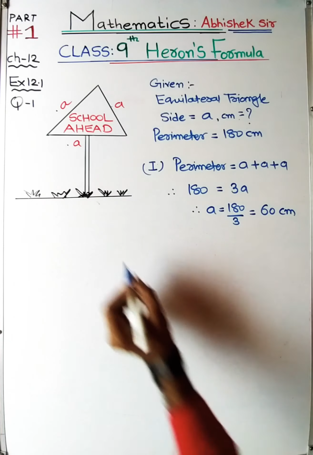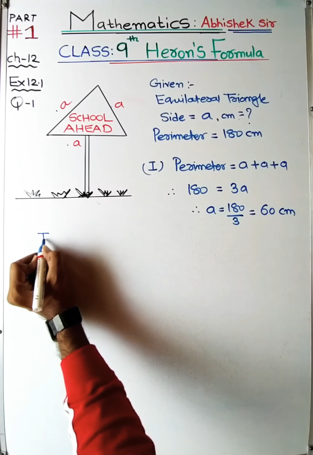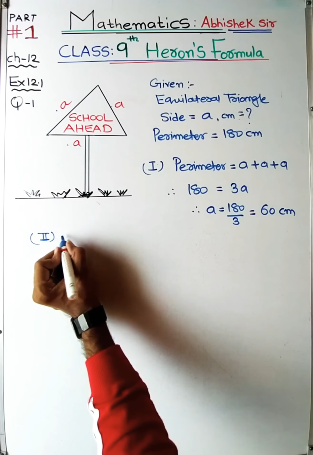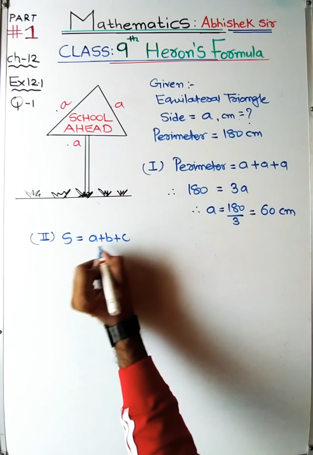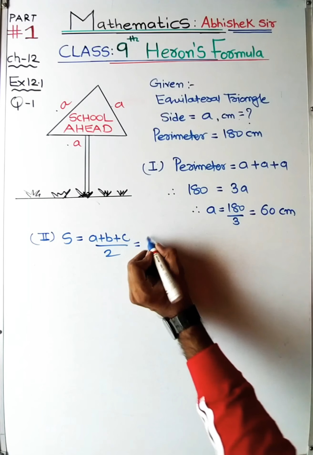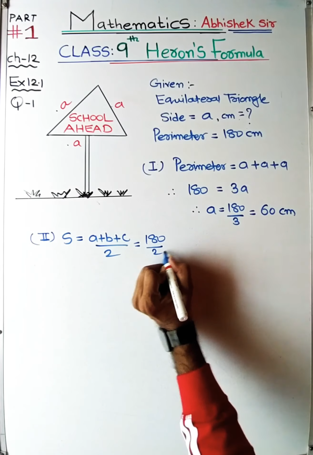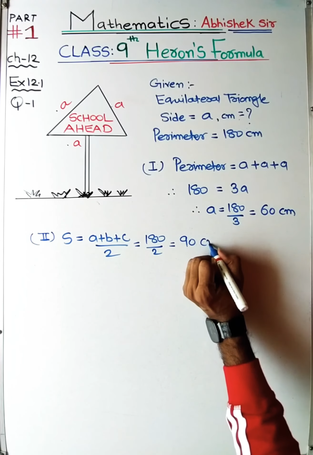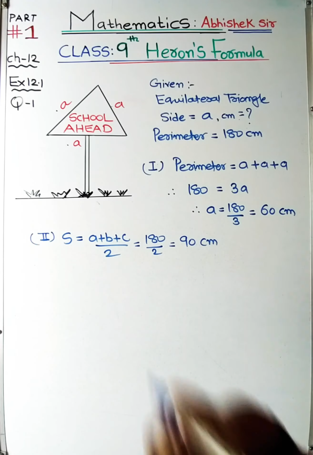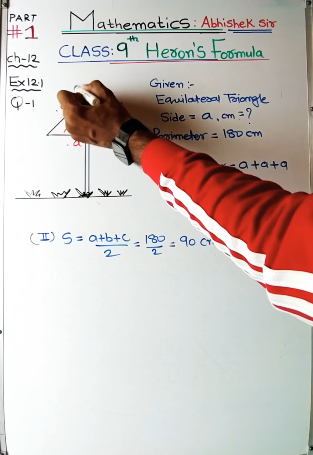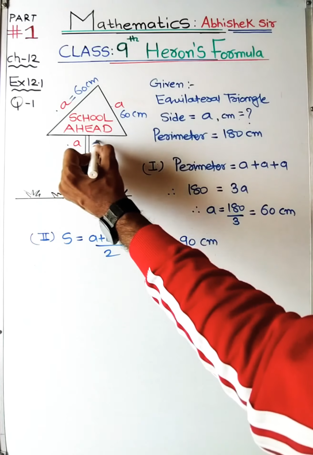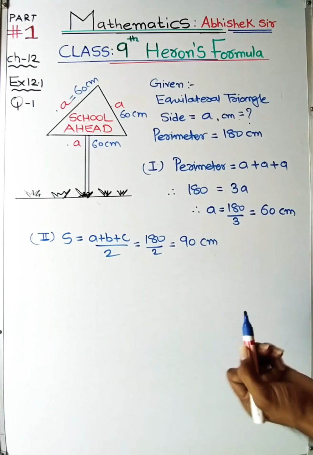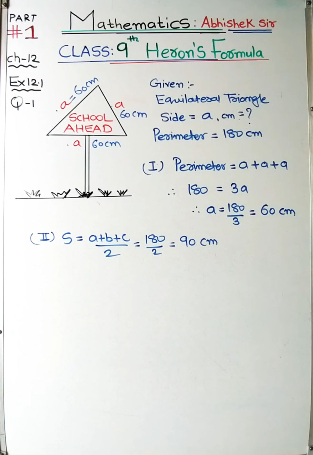Now let us go for the semi perimeter. So that will be our part 2. Semi perimeter S equals A plus B plus C by 2. That is perimeter 180 by 2, which will be 90 centimeter. Clear? So now we have the measures of all three sides, that is 60, 60, 60, and the semi perimeter. So now let us go for the area formula.